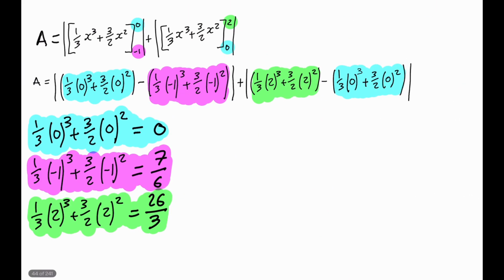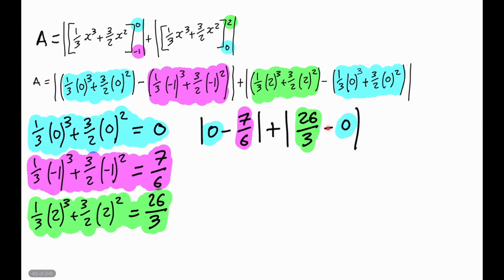And just to make it simpler, because you have 2 zeros here, we know that if we substitute in 0, our integration will be 0. If we substitute in minus 1, we'll get 7 over 6. And if we substitute 2, we'll get 26 over 3. So now we know the values of each of these. That's why I highlighted them in separate colors. This one's 0, this one's 0. The 7 over 6 will go into the purple one, and the 26 over 3 will go into the green one.